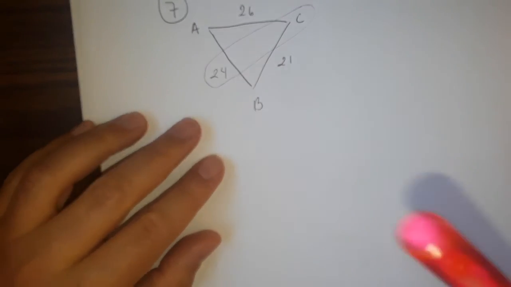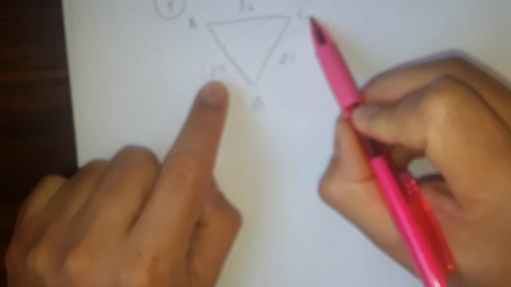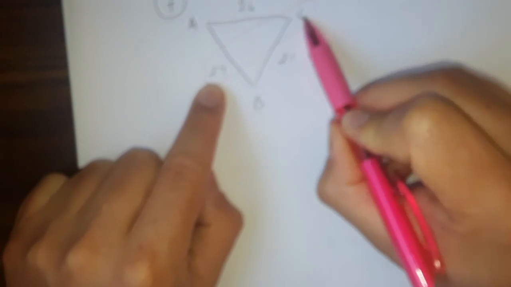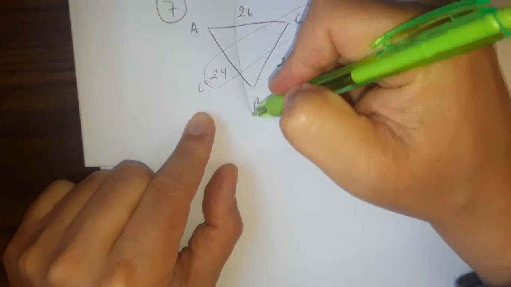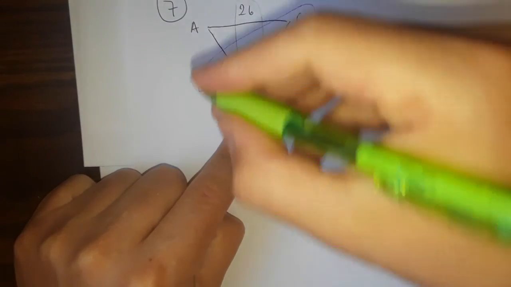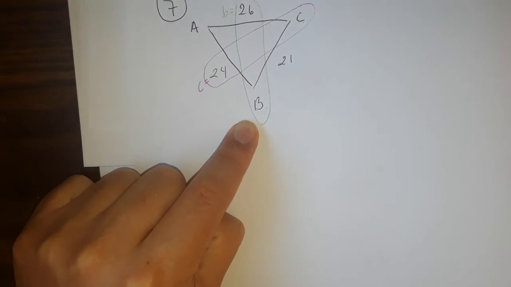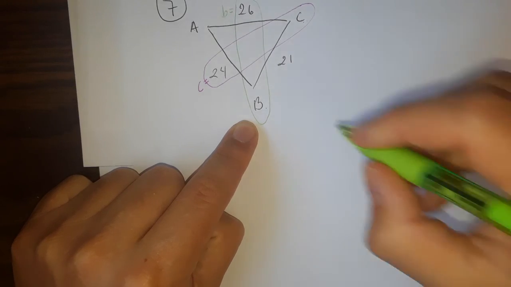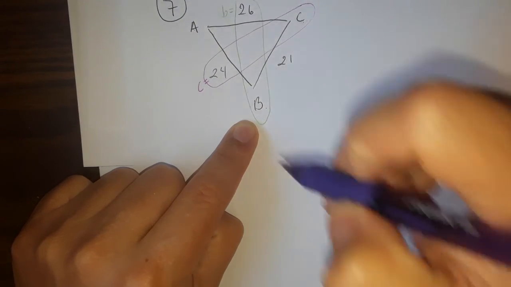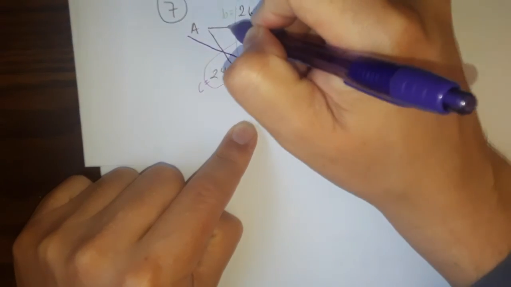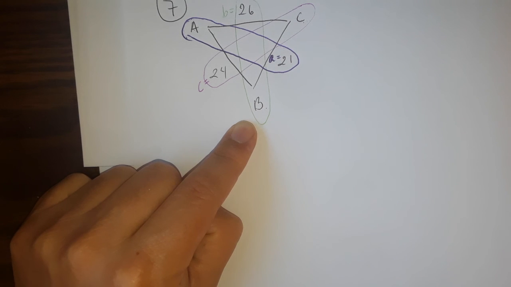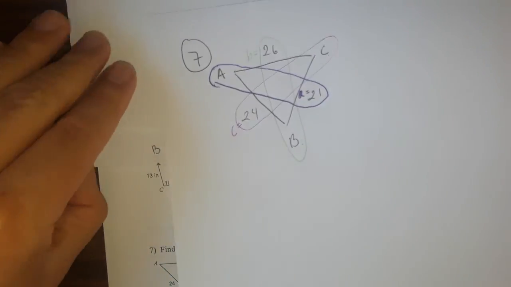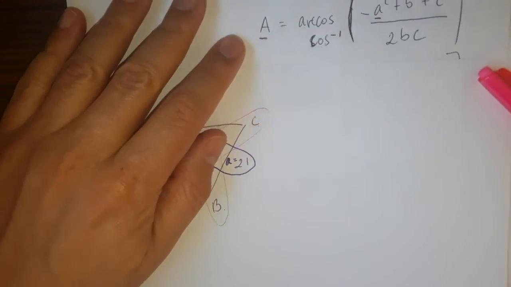So anyway, it's C, right? So if you see in here, this is going to be a lowercase c. What about this one? This is B, so this is going to be lowercase b. This is A, so that's going to be lowercase a. Here we go. I'm going to use formula A, so it's this one here.